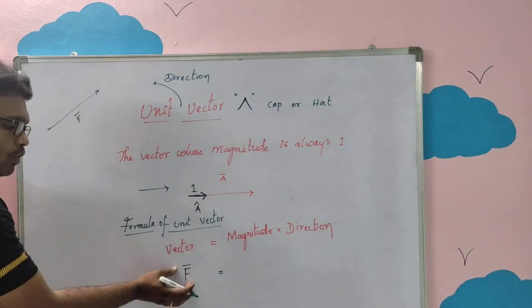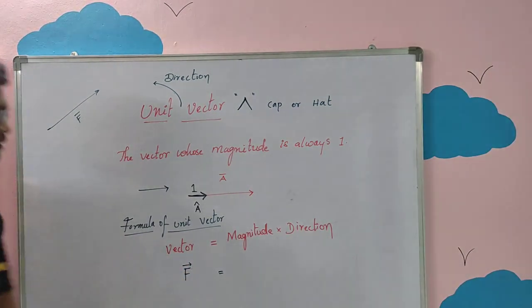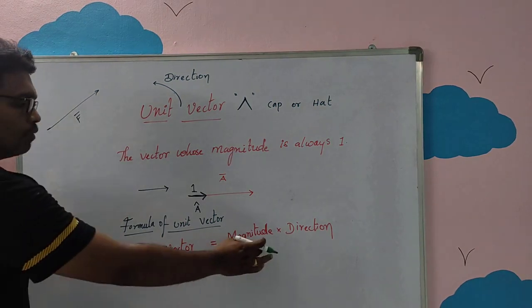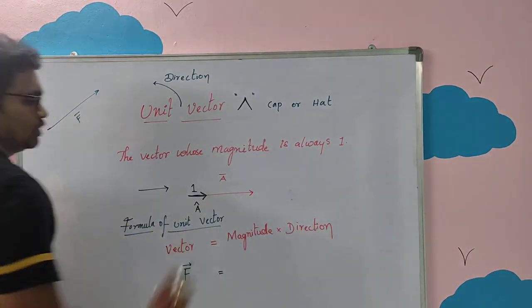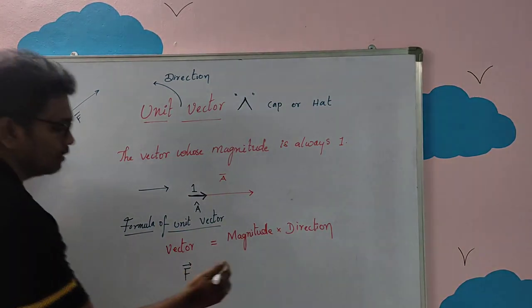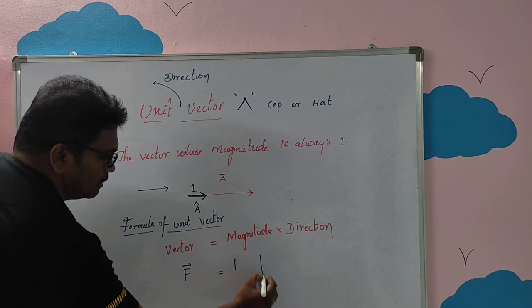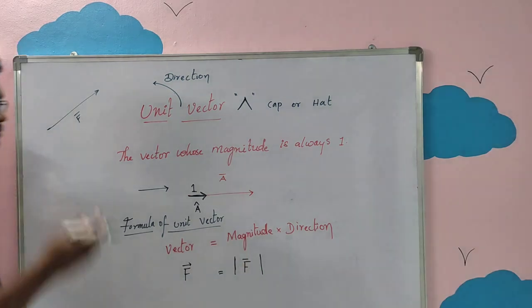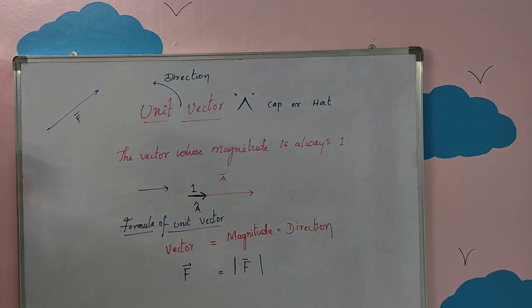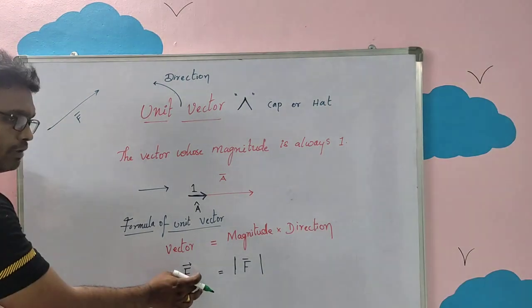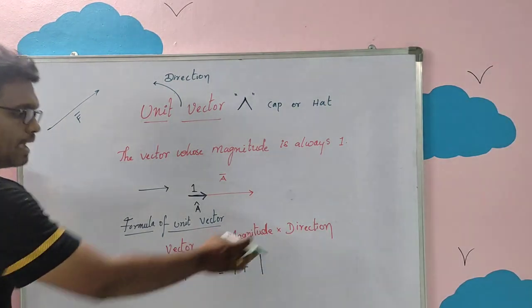If you call force a vector, this force must have magnitude and also direction. Clear? So how to represent the magnitude of a vector? With the help of a modulus. In the modulus, if you write the given vector F, that gives you the value or magnitude of that vector. So for vector F, we have taken the magnitude.